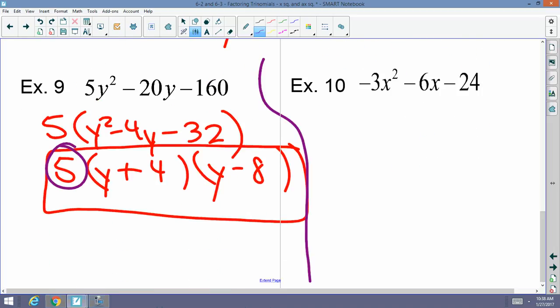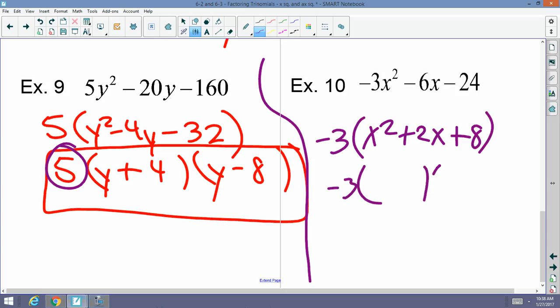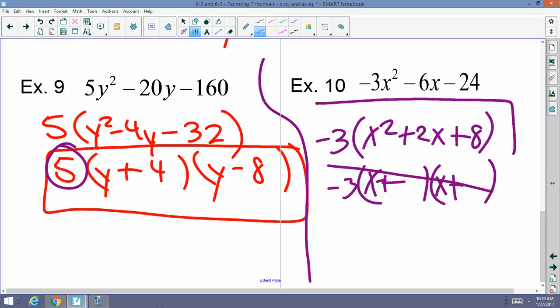For example 10, my brothers, do I have a GCF? Take out the negative 3, so I got x squared plus 2x plus 8. My setup is x plus. What times what is 8, but when added together is positive 2? Nothing. No, it's not prime, because I took out a GCF. So it has one common factor of the negative 3, so that's technically not prime.